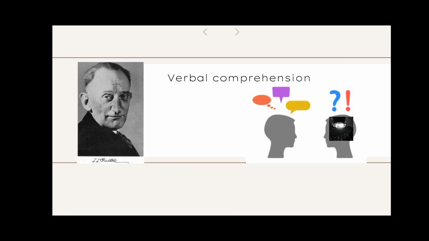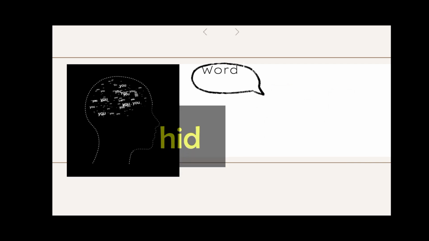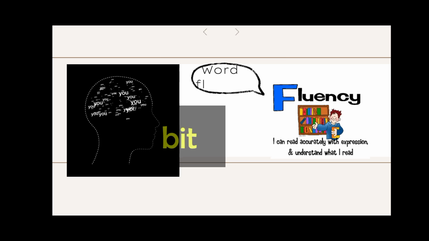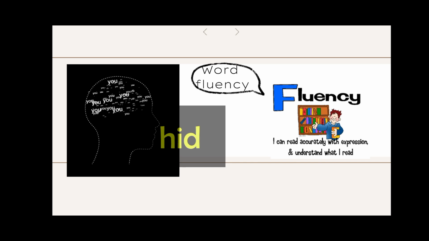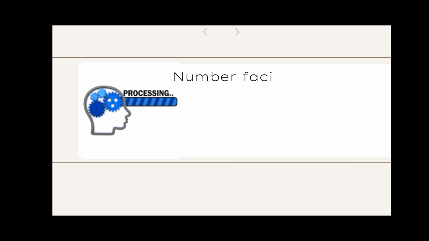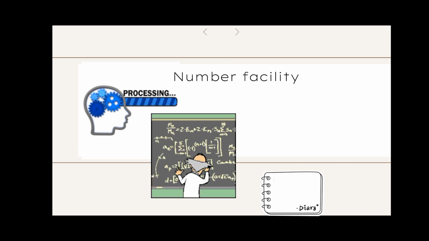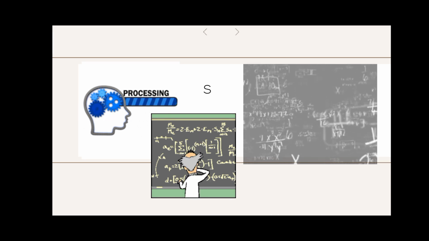Verbal comprehension is measured by tests such as vocabulary and reading comprehension. It is the ability to understand verbal material and comprehend reading passages. The second is word fluency. Word fluency is measured by tests such as the one that requires the production of words beginning with a particular letter. And the third one is number facility, which is speed and accuracy of computation in solving simple arithmetic word problems.